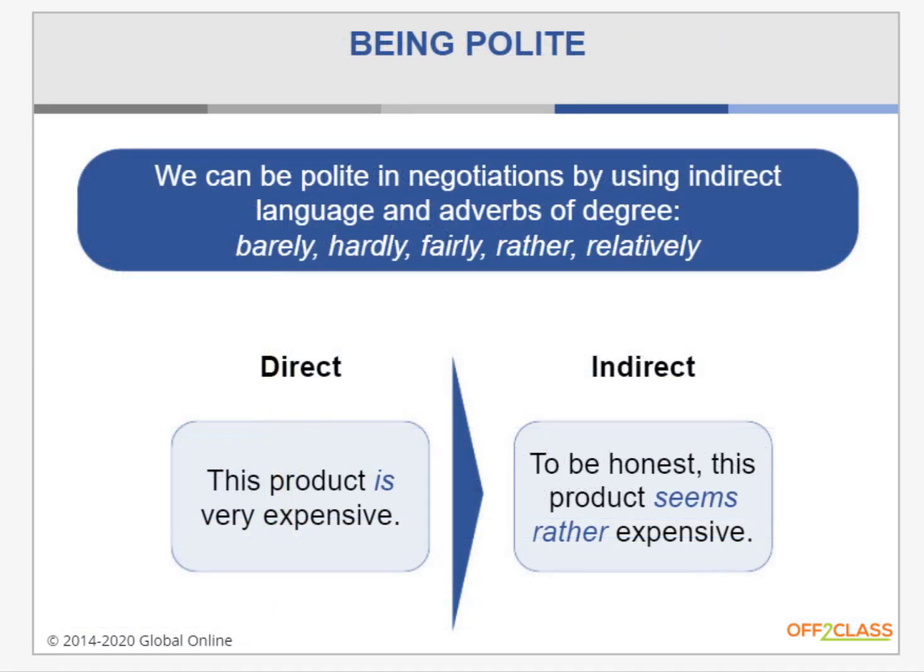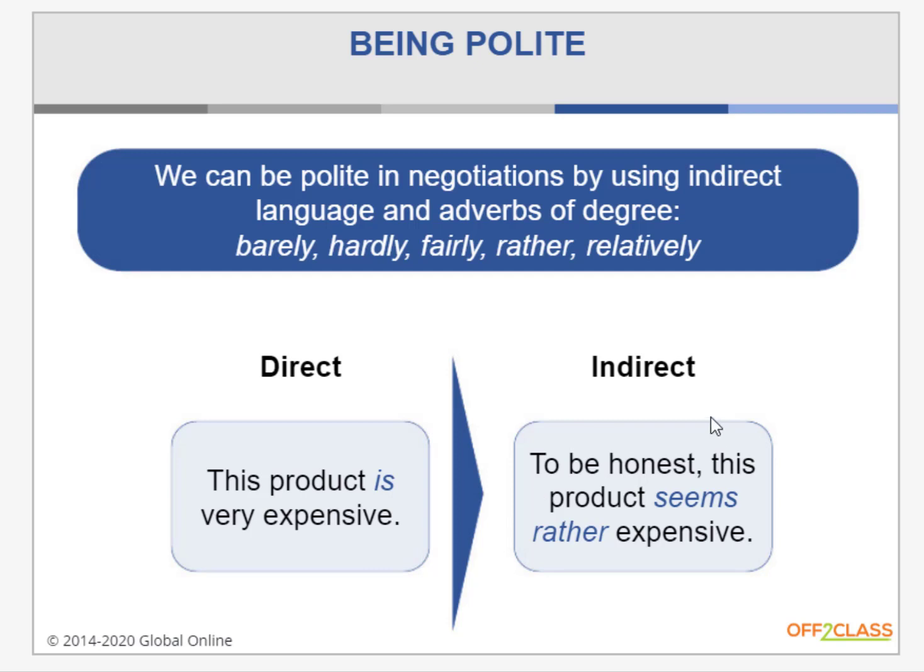Okay, let's talk about being polite. In negotiations, we can be polite by using indirect language and adverbs of degree. Barely, hardly, fairly, rather, relatively. So when we say polite, what we also mean is direct versus indirect language. If you're familiar with the cultures of different countries, some countries typically use more direct language. This product is very expensive. Like calling a spade a spade, saying what it is. There's no question about it. It's just absolutely the product's expensive.